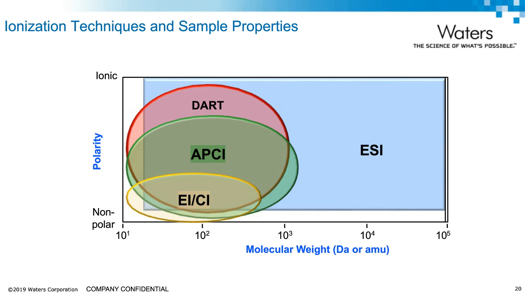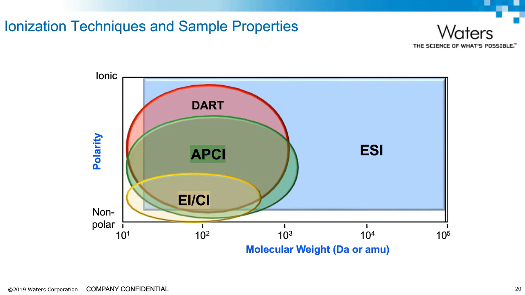For example, if your analyte is very small and non-polar, there are a number of techniques that may work, and several other factors would need to be considered. If your analyte is very large and very polar, there may be only one technique available to you. This chart is by no means exhaustive, and we will consider techniques not shown on this chart as well during today's webinar.